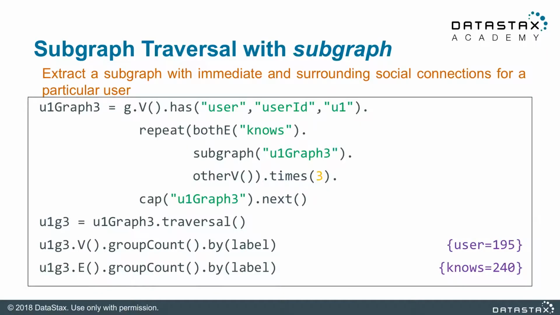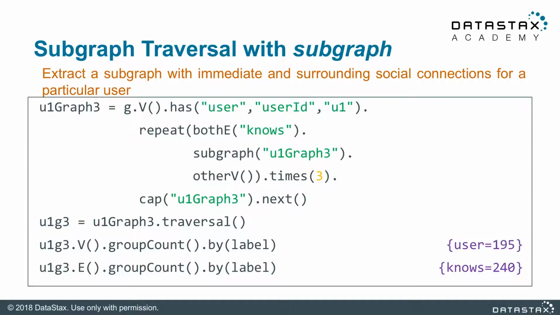Let's expand our search a little bit. Let's look at the friends of U1's friends. To do this, we will need to use a recursive traversal. That is covered in a whole other topic, but that is the repeat step on the second line. To start, we get user U1, and then we do a recursive traversal looking for both incoming and outgoing edges, looking for the nose edge label, and we compute the subgraph based on those edges.